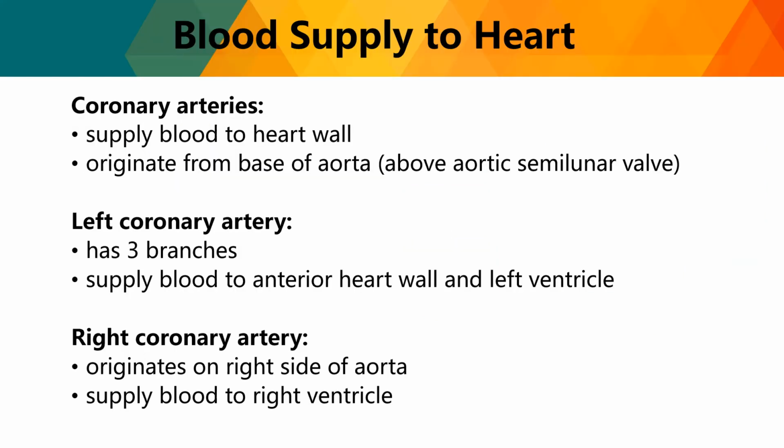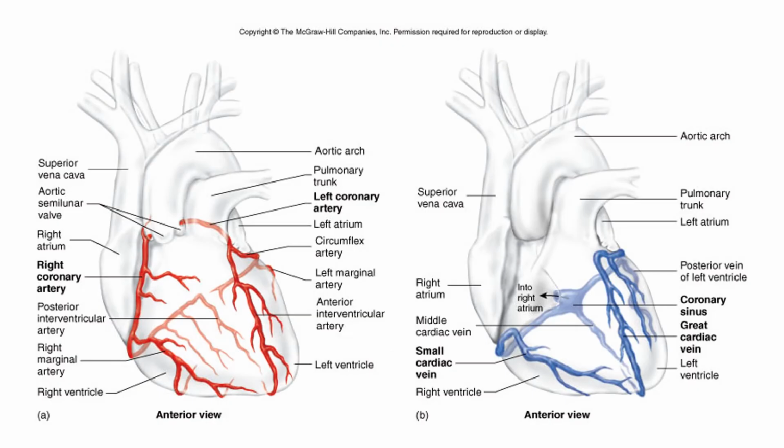So the blood supply to the heart, you have coronary arteries. This is the blood supply to the heart wall. It originates from the base of the aorta, which is found above the aortic semilunar valve. And then you also have your left coronary artery, which has three branches. They supply blood to the anterior heart wall and the left ventricle. And then for the right coronary artery, it originates on the right side of the aorta and they supply the right ventricle.